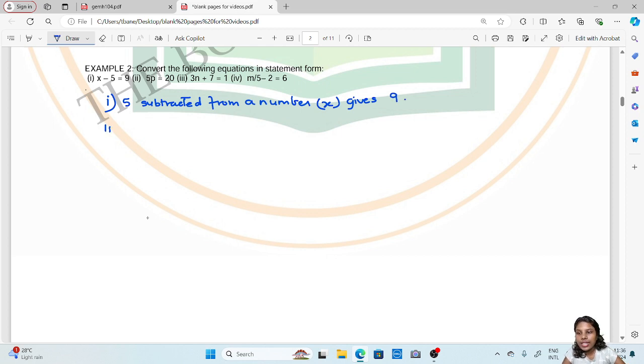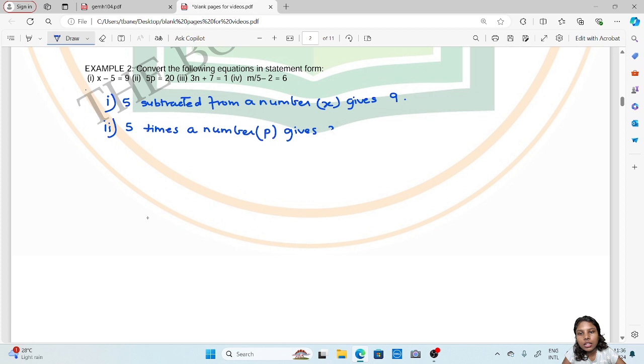Then the second one says 5p is equal to 20. Now 5p, we know this means basically 5 times p. So we say 5 times a number, a number is a variable, say p, gives 20.